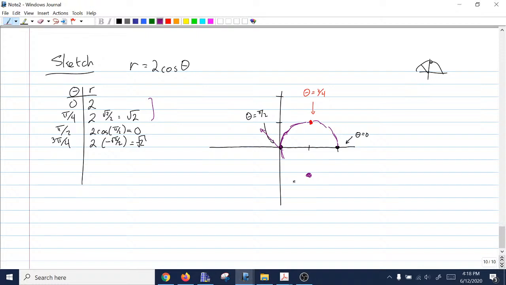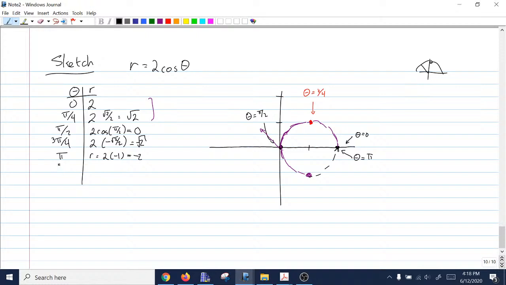3 pi over 4 puts us there. I want to connect those dots. And if I go up to pi, I get r equals 2 times cosine pi, which is negative 1. I get to negative 2. Well, that's this point again. So my curve is crossing itself here. And it's not immediately obvious right now, but if I plug in some points, I can work it out.